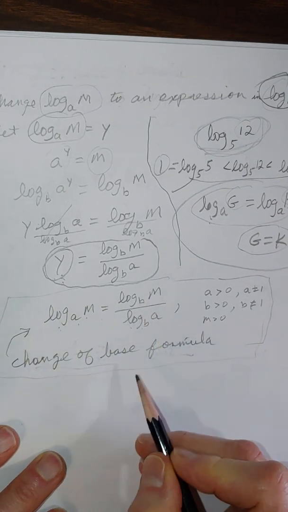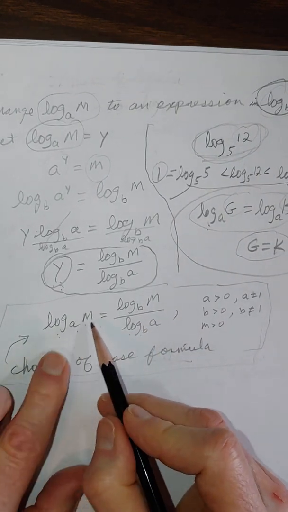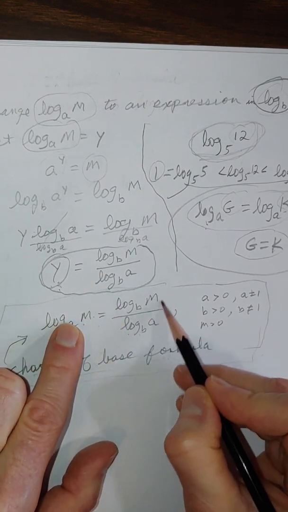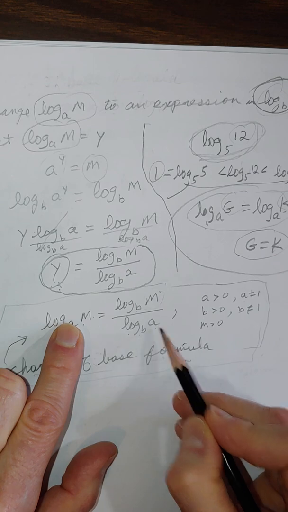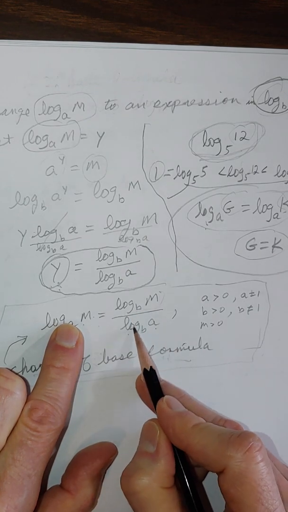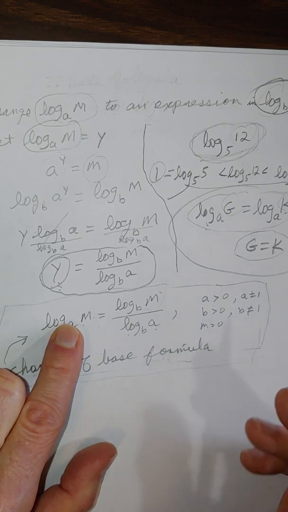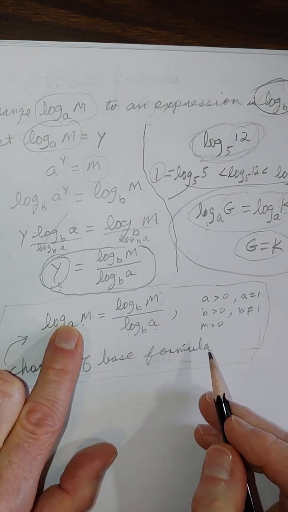It's really easy to kind of memorize. Notice the m is higher up than the a. So put an m up in the numerator, put an a down in the denominator, and just write the same log in front of both of them. Use any base you want, as long as the base is bigger than 0 and not equal to 1.